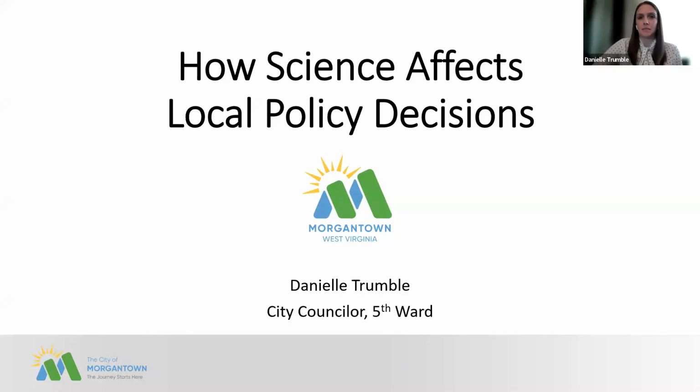So again, my name is Danielle Trumbull. I am the 5th Ward City Councilor for the city of Morgantown. I'm in my 3rd year, my 2nd term on City Council. I currently serve as chair of the Board of Parks and Recreation Commissioners. And I'm very excited. I was recently appointed to a National League of Cities Federal Advocacy Committee for Human Development. So I'm looking forward to getting that position started and advocating for the people of West Virginia and Morgantown at a federal level.